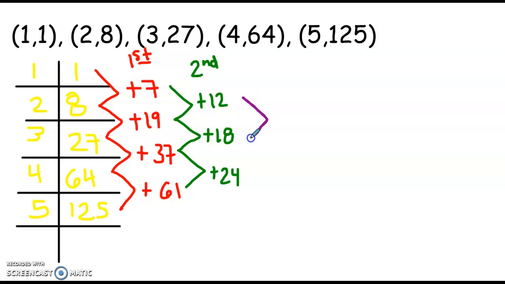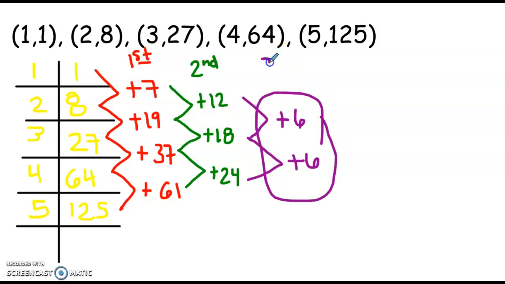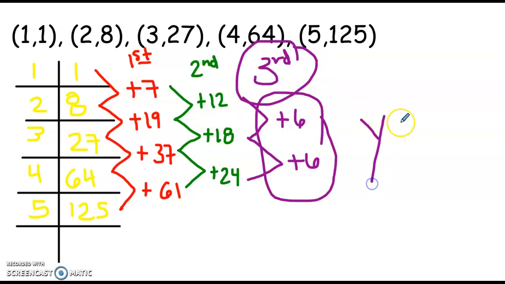From 12 to 18, I would add 6. From 18 to 24, I would add 6. So there I go. There's my constant. It happened on the third iteration. So the exponent is going to be 3. This is going to be y equals x to the power of 3.